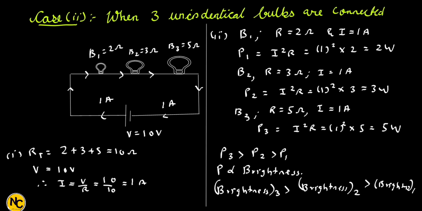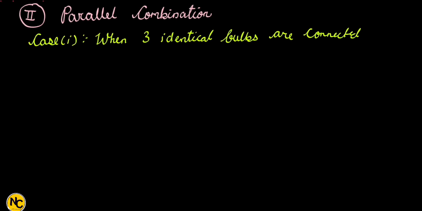Okay, so in this case we can say that the more the resistance, the more the brightness, since the current is the same. So here resistance will decide which bulb will glow brighter. Clear? Okay, now let's go to the parallel circuit.